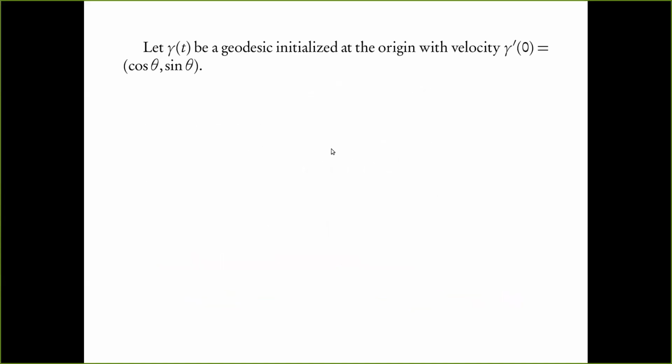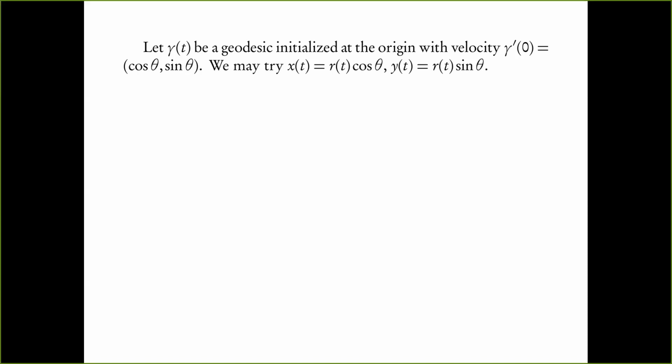So the point is, now we want to solve for a geodesic initialized at the origin, because we want the exponential map in this case to be the images of the geodesics at the origin of the chart under the map psi, and the origin goes to the point 0 0 1 under the map psi. And with velocity, let's say cosine theta, sine theta, because we want the speed to be 1.